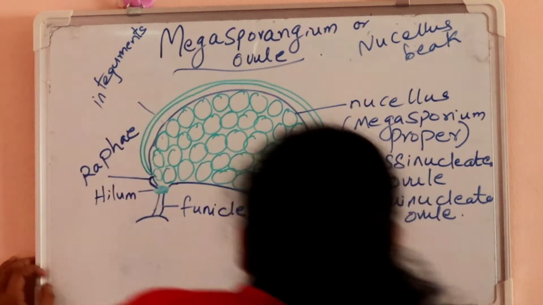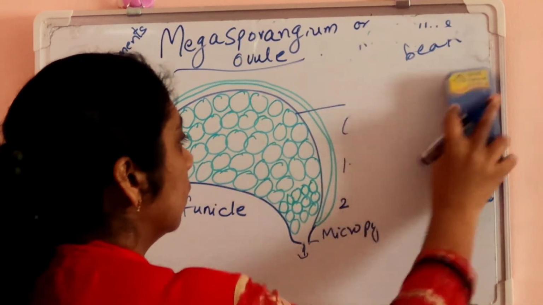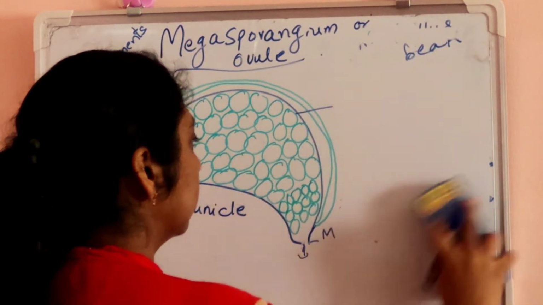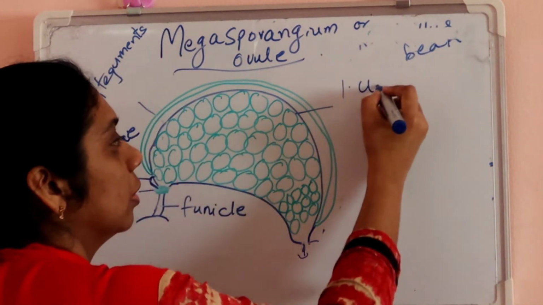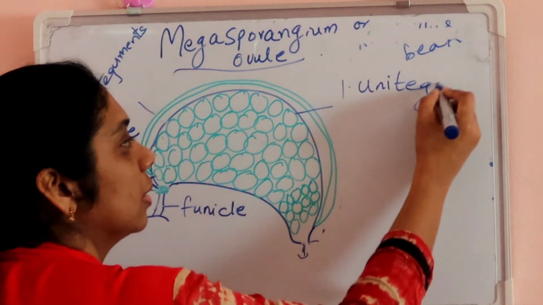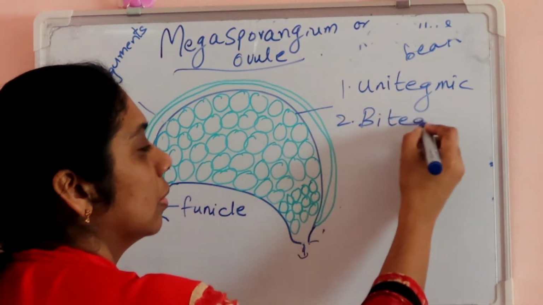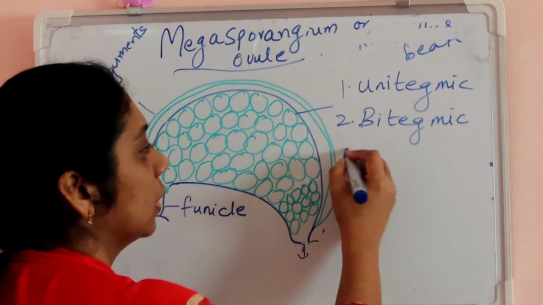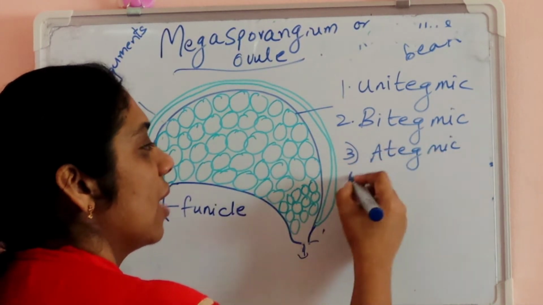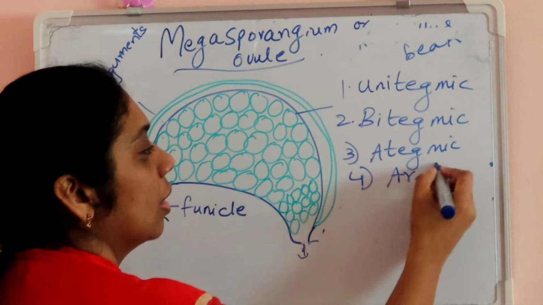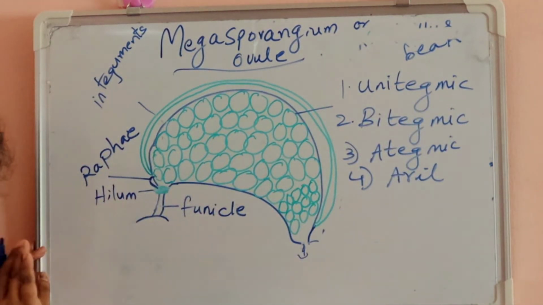That is unitegmic, bitegmic, ategmic, and aryl. Unitegmic means single integument. It's only one type of integument.